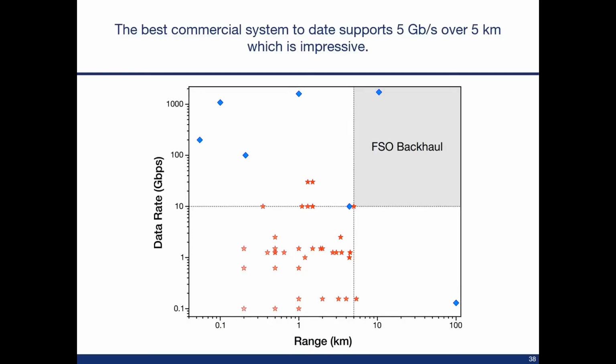There are several commercial systems which can sustain 1 to 30 gigabits per second over ranges up to 5 kilometers, but it appears that 5 kilometers is currently the frontier. I've highlighted the region over 5 kilometers and 5 gigabits per second, where you can see there are no commercial systems at the moment. I believe this region is where we need to focus research and development in order to have FSO solutions that can be used to bridge the digital divide.